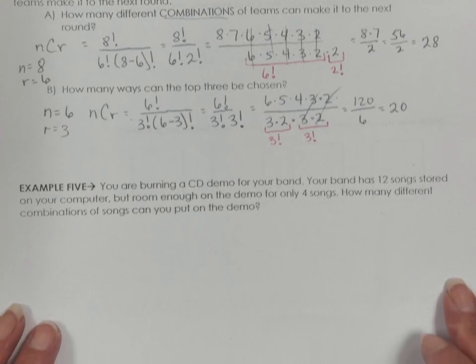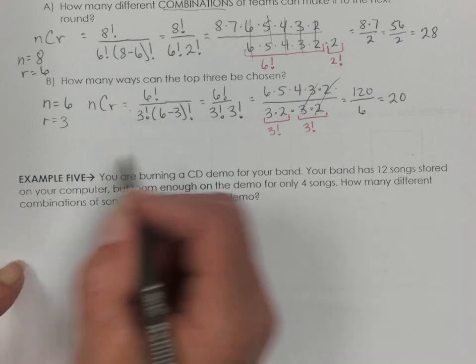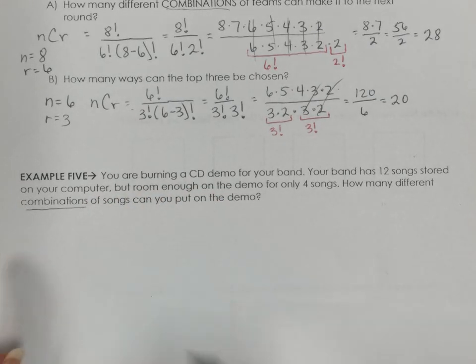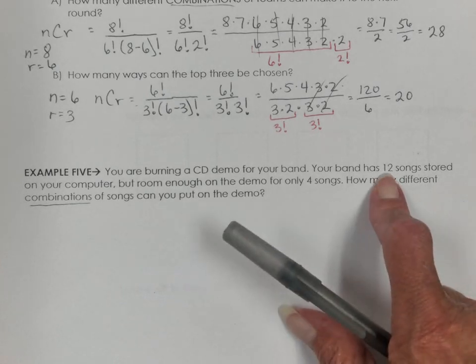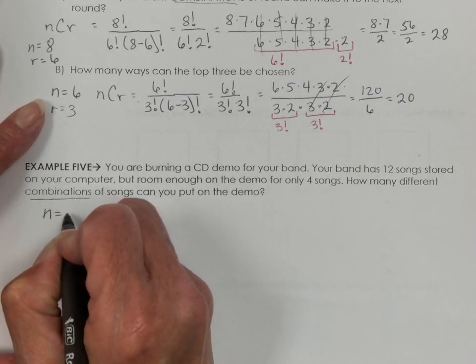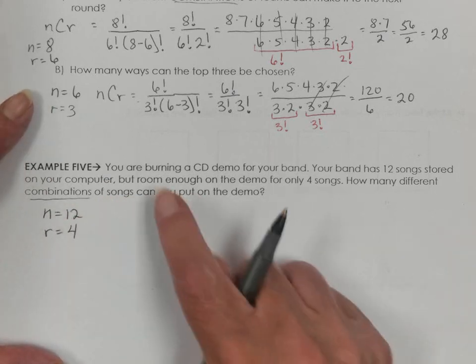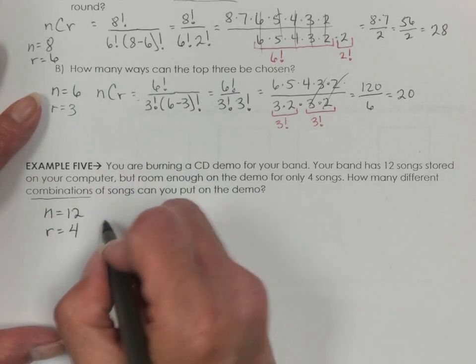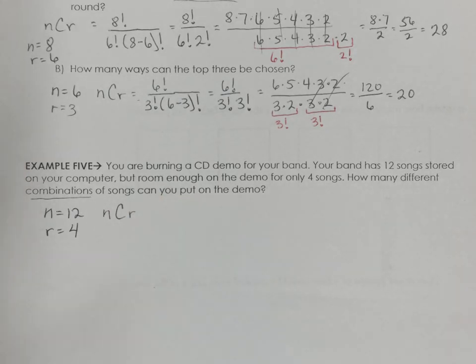Okay, back to our band, where you are burning a CD demo. Your band has 12 songs stored on your computer, but room enough on the demo for only 4 songs. How many different combinations of songs can you put on the demo? This one asks a slightly different question. You've got a pool of 12 and room for 4. So I'm going to write that down. My pool is 12. My R, or my selection amount, is 4. And the problem gave us the right hint that I'm going to use nCr, or my combination equation.